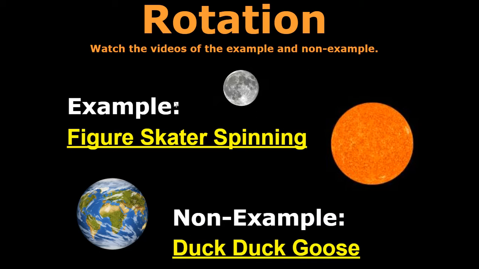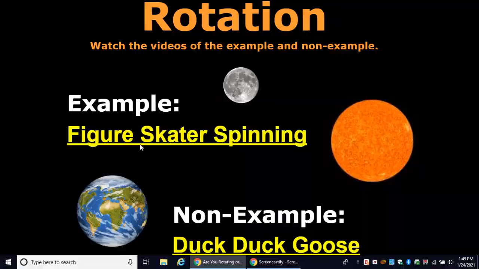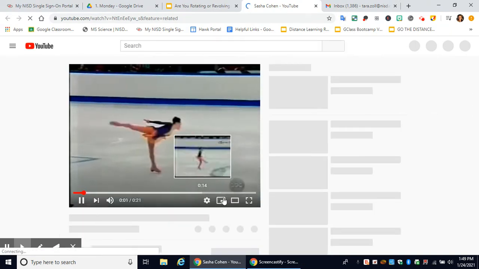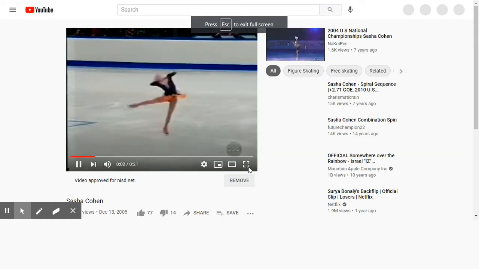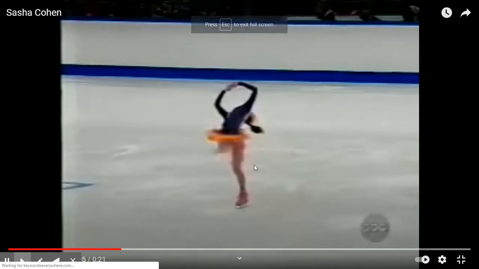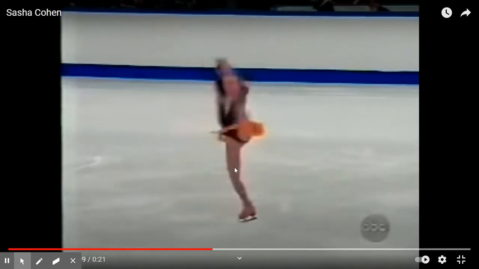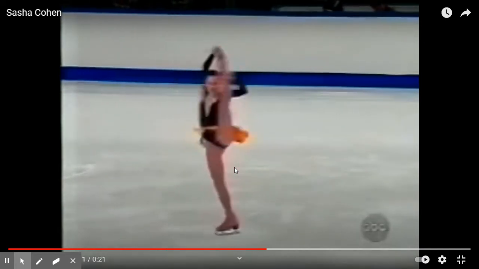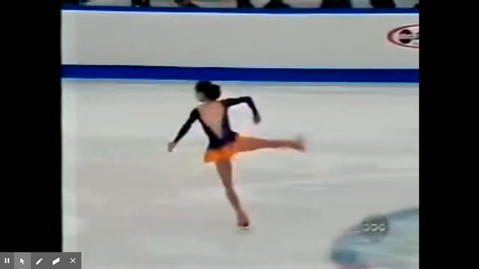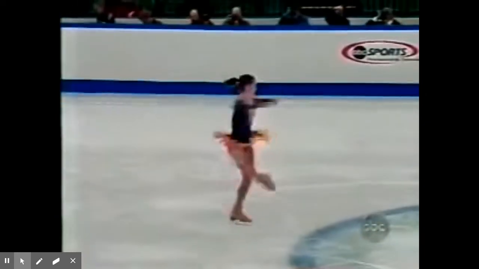Rotation. Watch the video of examples and non-examples. So, what is an example of rotation? Figure skater spinning. The figure skater is rotating. She's spinning. Rotating.